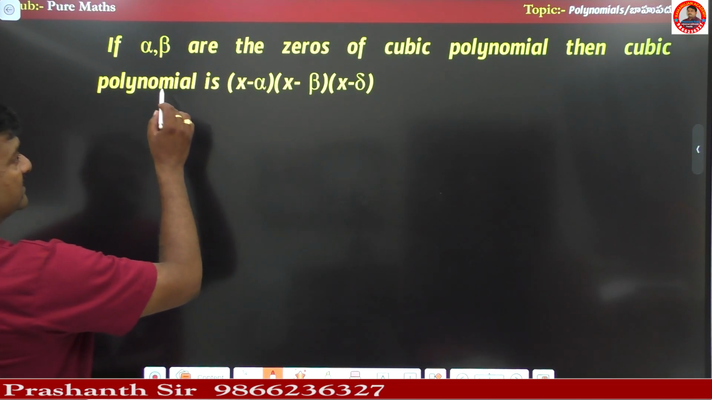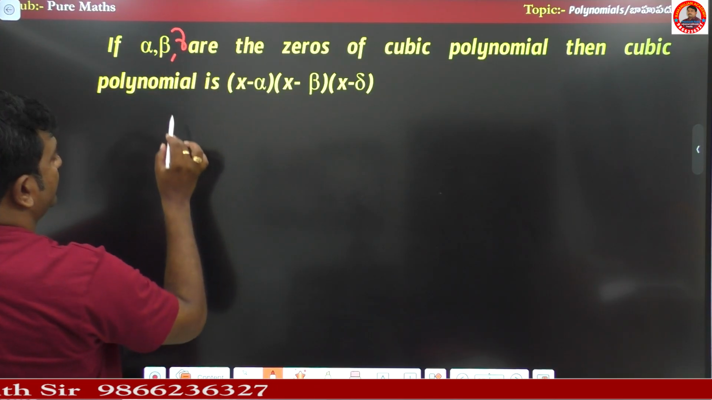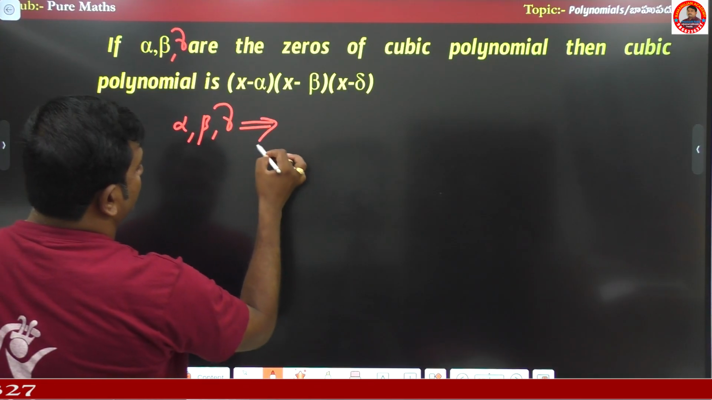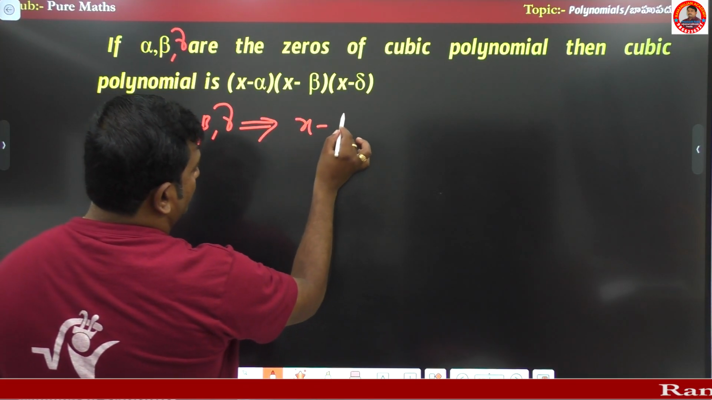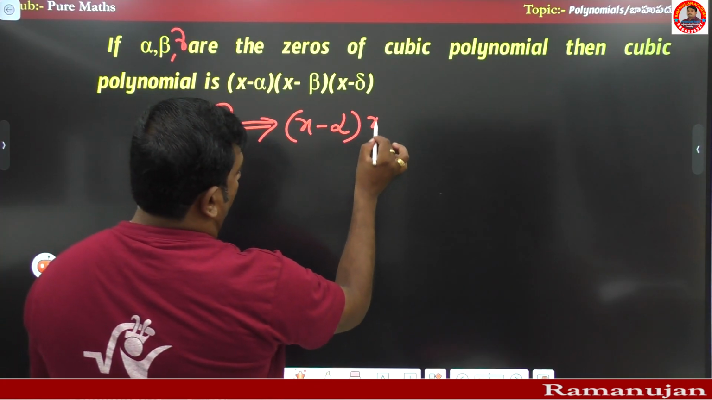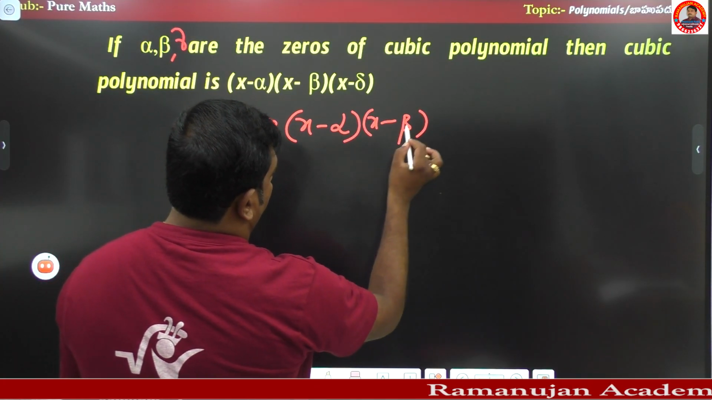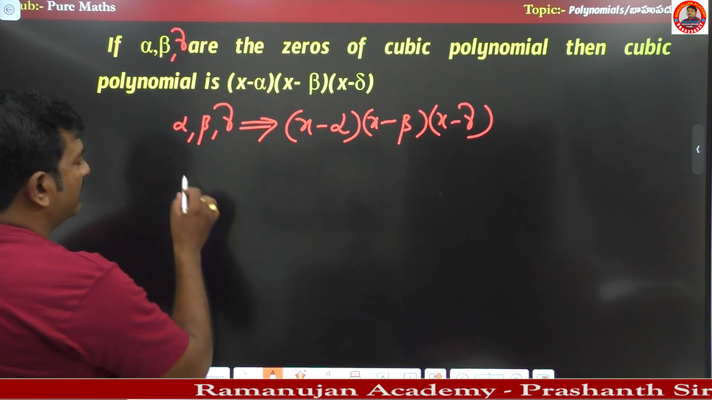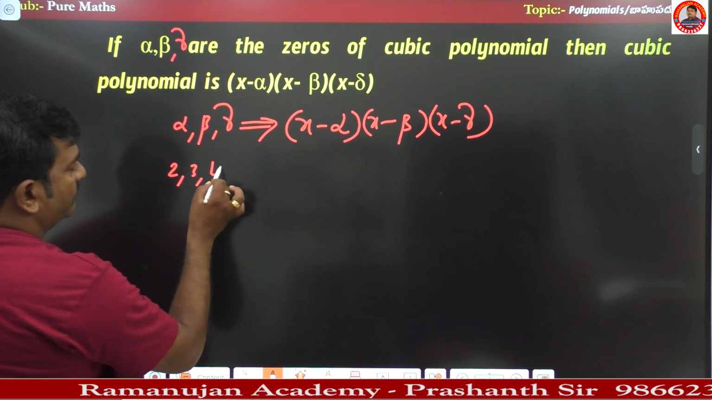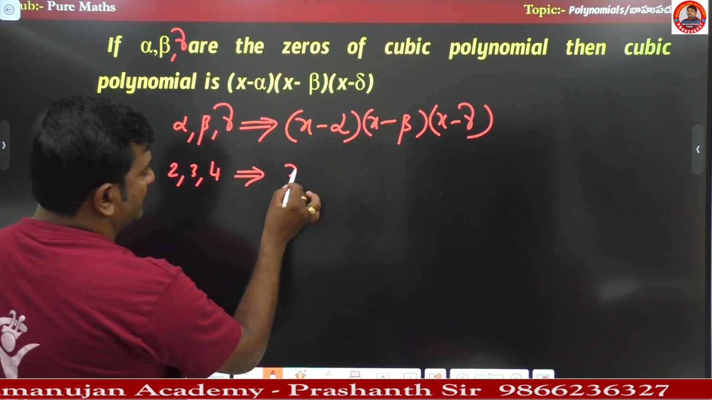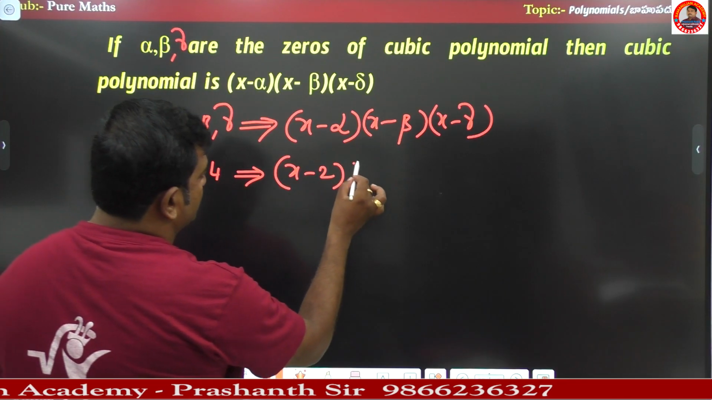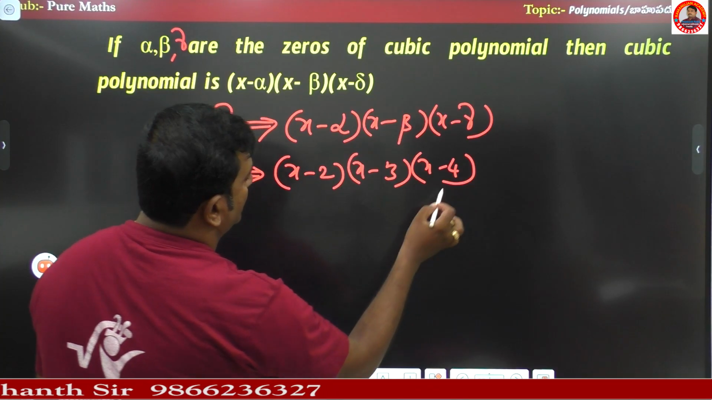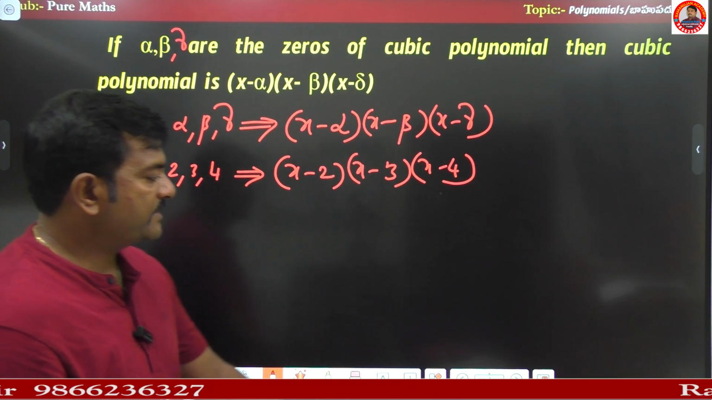Similarly, if alpha, beta, gamma are the roots of the given polynomial, we can find the polynomial as x minus alpha into x minus beta into x minus gamma. For example, if 2, 3, 4 are the roots of the polynomial, then the polynomial is x minus 2 into x minus 3 into x minus 4.